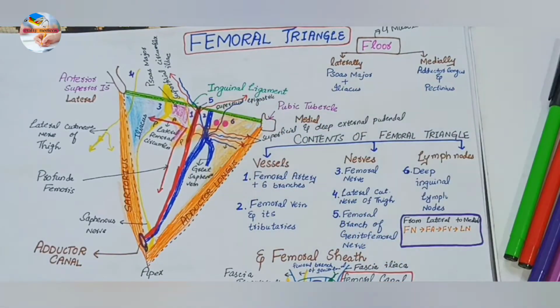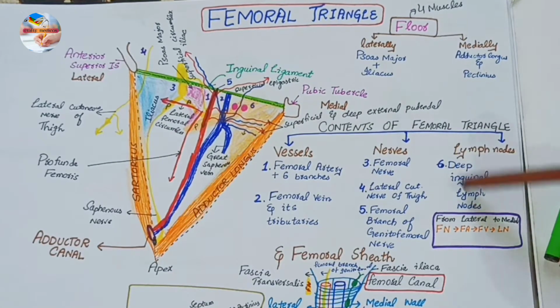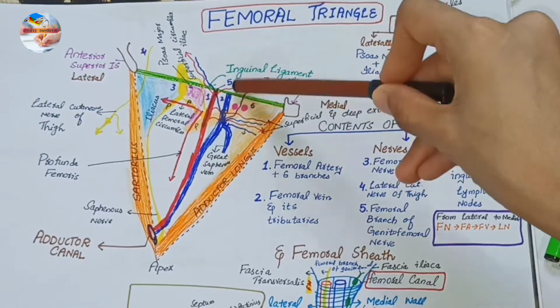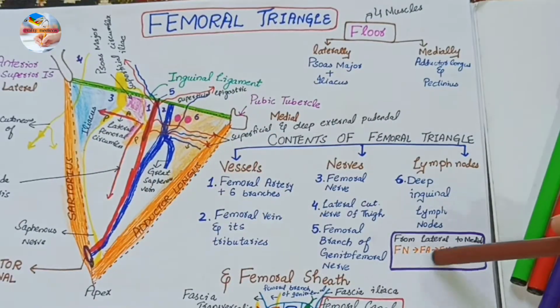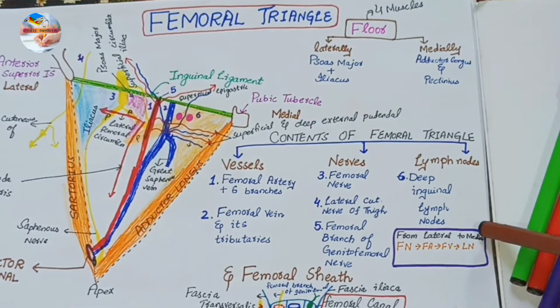Femoral vein receives the great saphenous vein, which then receives the tributaries corresponding to the branches of the femoral artery. After discussing the vessels and nerves, the content that is left behind are the deep inguinal lymph nodes that are present just medial to the upper part of the femoral vein. From lateral to medial side, we have the contents as femoral nerve, femoral artery, femoral vein, and lymph nodes.